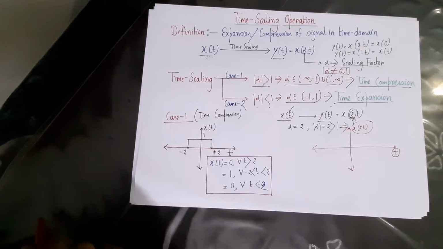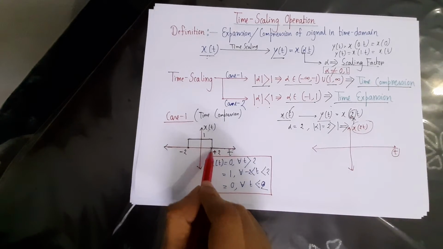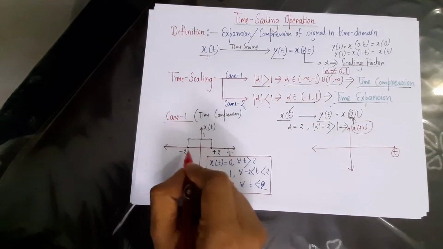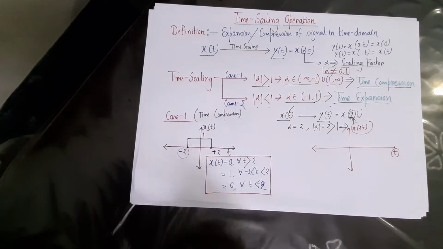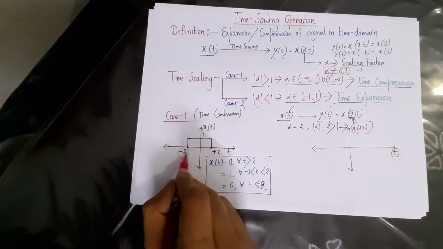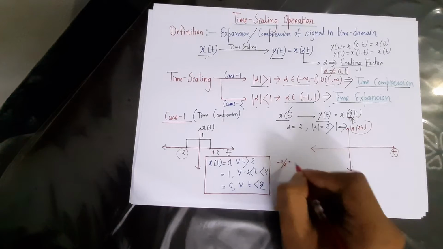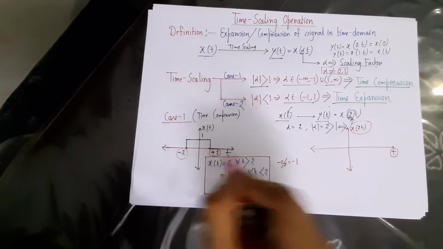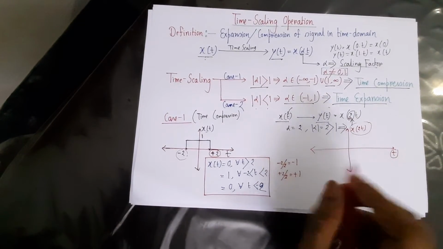If I observe the original signal, I see that x of t is constant at 1 when t is varying from minus 2 to 2, and outside this the value remains 0. So divide minus 2 by the scaling factor. Here the scaling factor is 2. So minus 2 divided by 2 is equal to minus 1. Similarly, if I divide plus 2 by 2, we have plus 1.